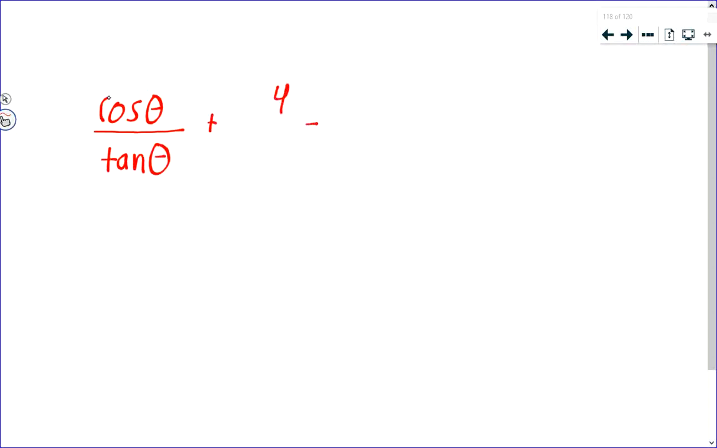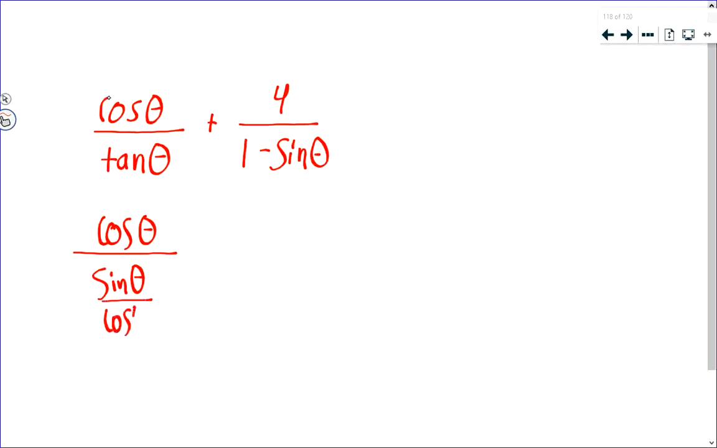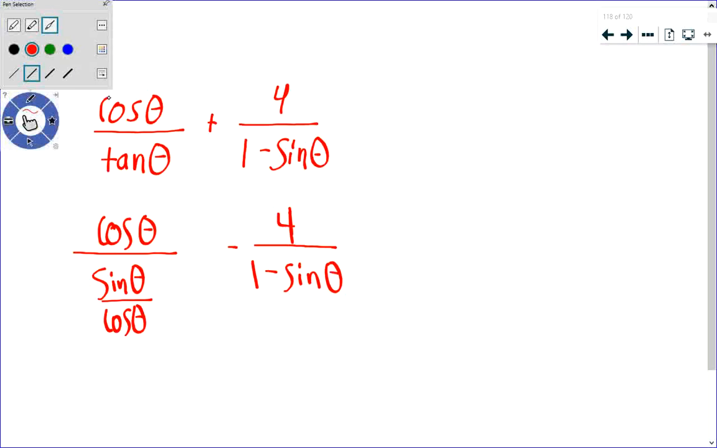plus 4 over 1 minus sine of theta, then what you would do is you would say that tan of theta is really sine of theta over cos of theta. Then we have 1 minus sine of theta. And what I've taught you to do in class, and some of you on your exam actually just had highlighters and it worked out beautifully, is say that, well, this is a denominator, this is a denominator, but this is also a denominator.